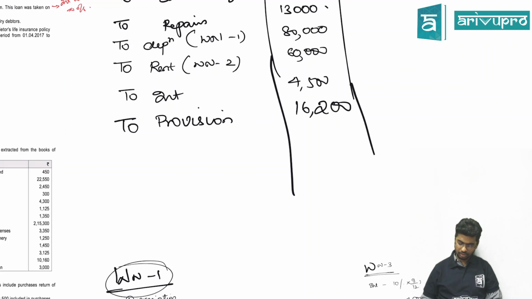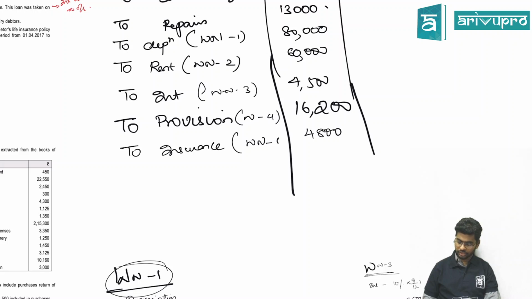Write down. Insurance, how much is it? Which is the working note? This one? Working note number 3, working note 4, working note 5.